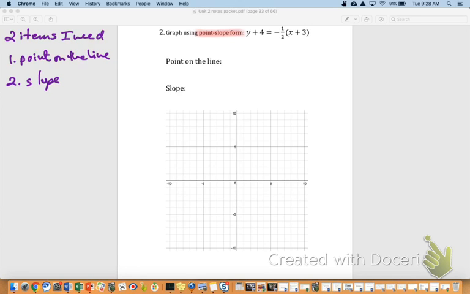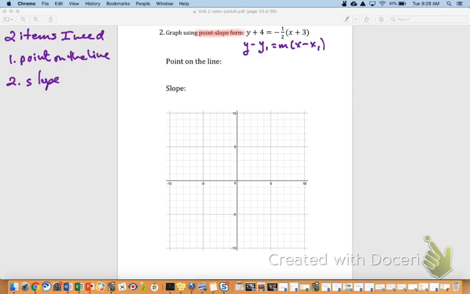So I'll write this down over here. I can't remember which letters I used in the video. Darn it. Somebody help me out here. I want to make sure I'm consistent. Did I write, in the video, y minus y sub 1 equals m times x minus x sub 1? Or did I write something different? Anybody remember? I think that's what I wrote. Okay, so this is official point-slope form.